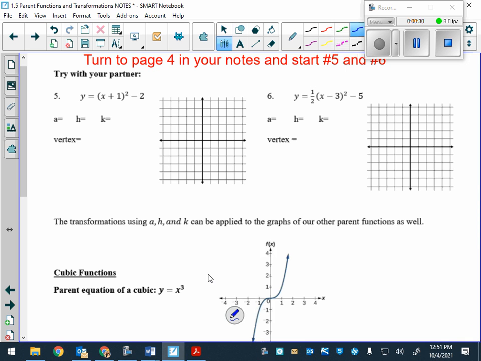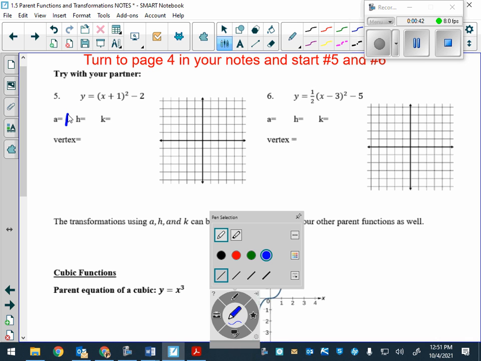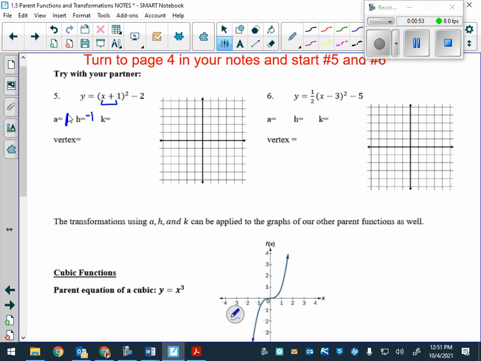So what is our A value? 1. Okay, Sawyer, what is our H value? -1. Good. Remember, it's the opposite of what you see. And our K, Blake. It's on the notes on page 4. Taylor. -2. So therefore, for this quadratic function, what is our new vertex?